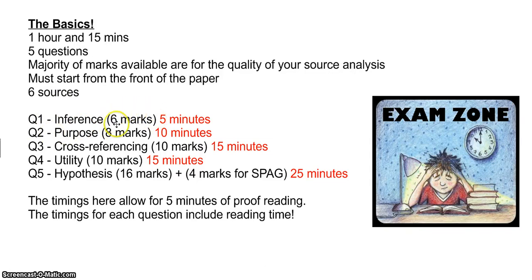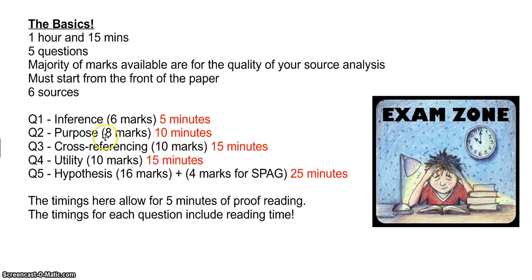The only thing to bear in mind here is that unlike the Nazi Germany paper, this inference question is worth 6 marks, and they're looking for you to make 2 inferences. Now, you shouldn't spend longer than 5 minutes on that question. That's plenty of time. Question 2 is your purpose question, so it asks you why a source was created. It's worth 8 marks, and you shouldn't spend any more than 10 minutes. Question 3 is your cross-referencing question. This one's worth 10 marks, and you can spend 15 minutes on that.